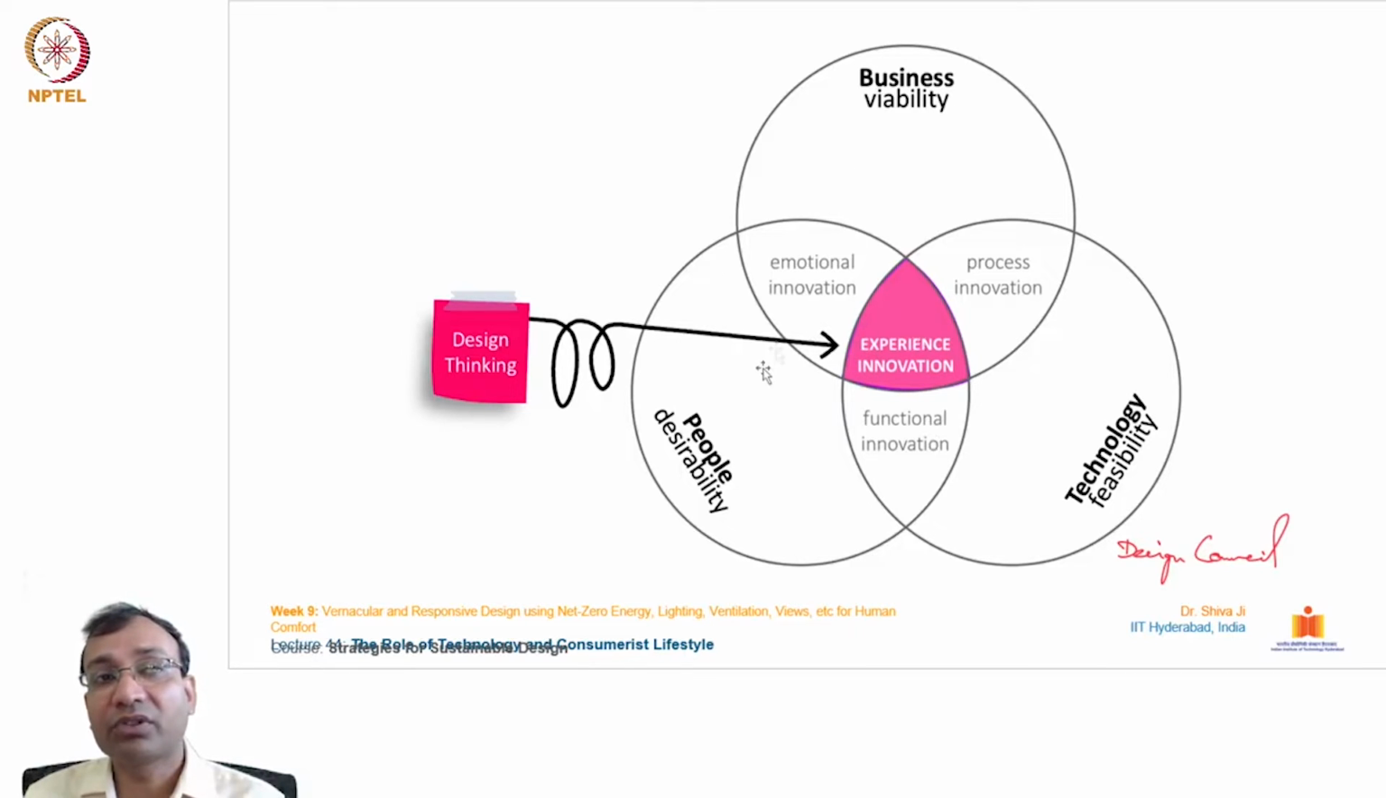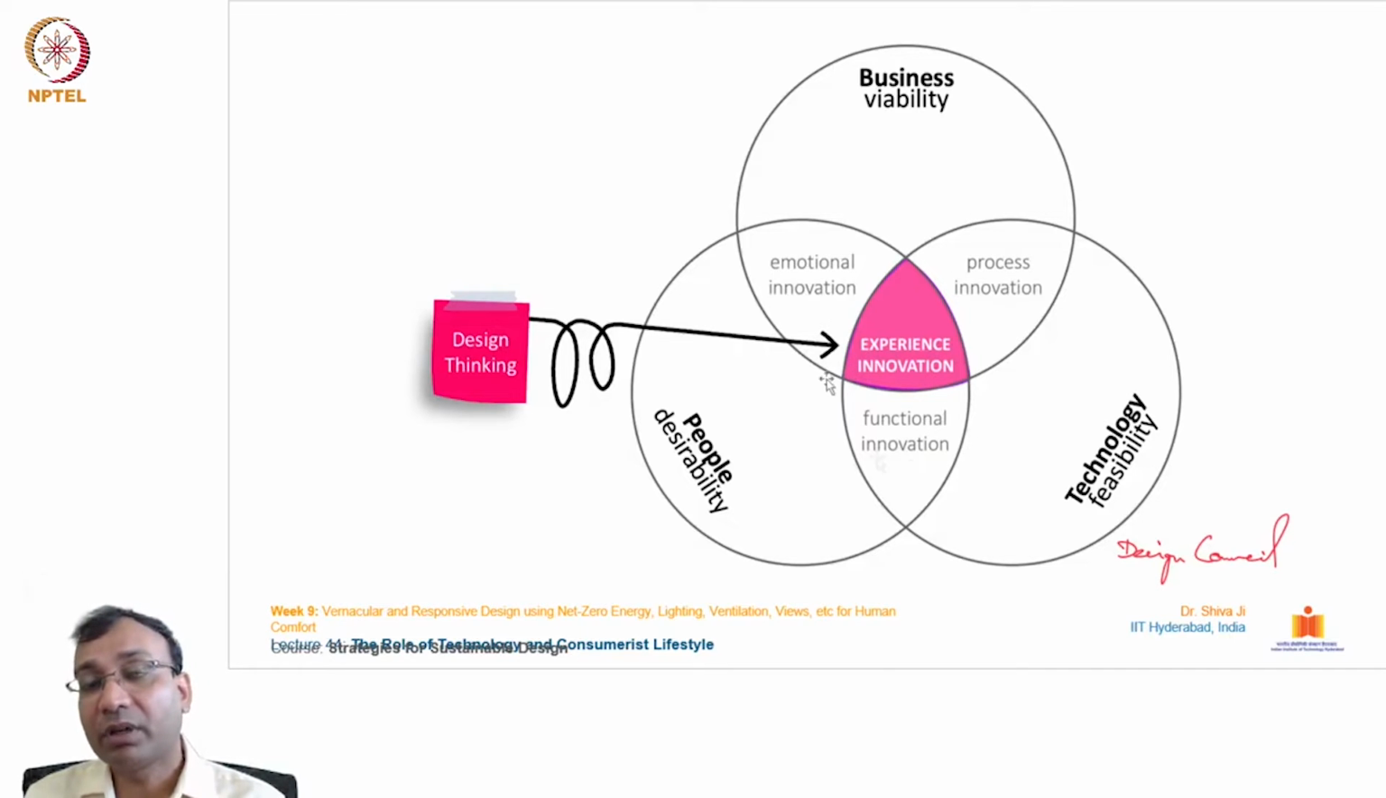Between these, there are emotional innovation, process innovation, and functional innovation. When technology and people meet, there is a direct demand and need, and that's functional innovation, where technology is a service provider, a problem solver. With business, there is some process involved, so with the help of technology you can improve the process. And between business, viability, and desirability, there is of course a factor of emotion. That is where emotional innovation is mentioned.